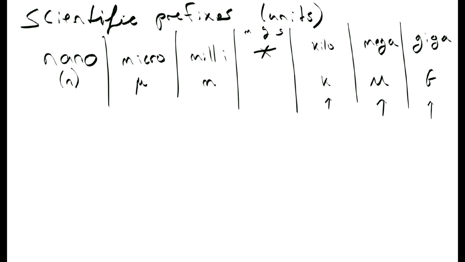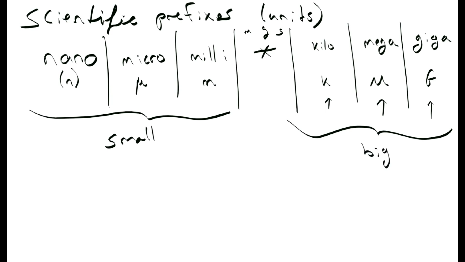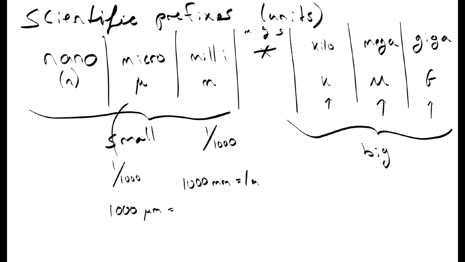So what do these tell us? These tell us that we're looking at something very, very small. These tell us that we're looking at something big. So this is 1/1000th. There are 1,000 millimeters in 1 meter. Micro is 1/1000th again. So there are 1,000 microns or micrometers in 1 millimeter. And then nano is 1/1000th again. So there are 1,000 nanometers in 1 micron or 1 micrometer.